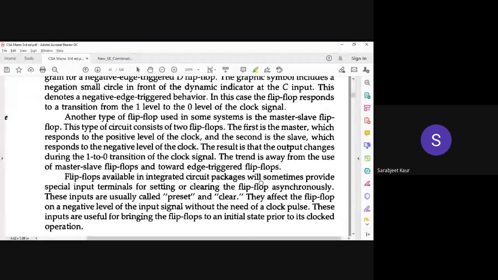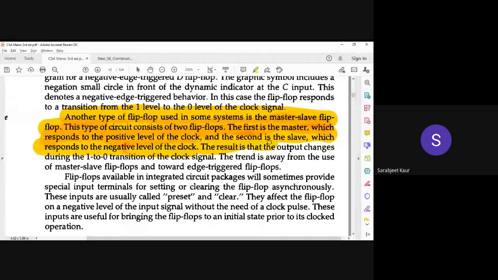Let us now move on to the master-slave flip-flop. Another type of flip-flop used in some systems is called the master-slave flip-flop. This type of circuit consists of two flip-flops. The first is the master, which responds to the positive level of a clock, and the second is the slave, which responds to the negative level of the clock. Is this clear? Yes, ma'am.